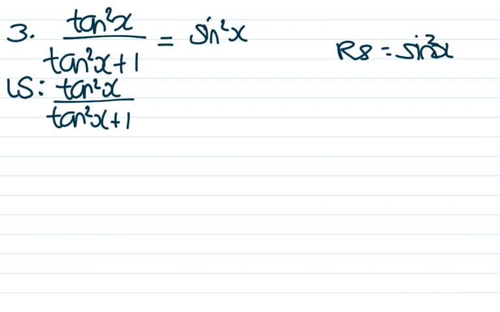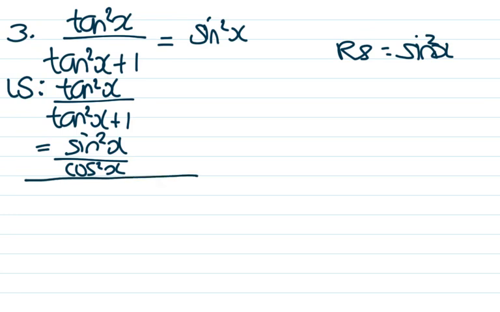So again, switch out tan for sine x over cos x. Now, if it's tan squared x, you're allowed to switch it out with sine squared x over cos squared x. That's allowed. So tan squared x is equal to sine squared x over cos squared x, and then that's all over tan squared x plus 1, which is the same as sine squared x over cos squared x plus 1.